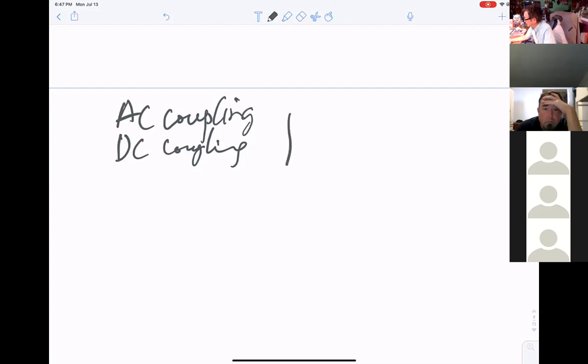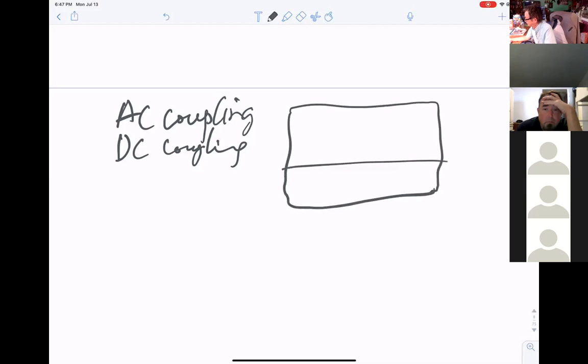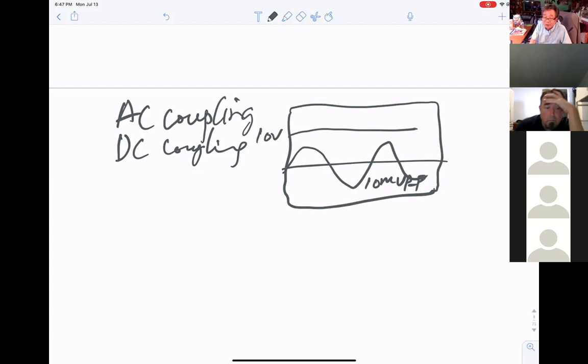Okay, now you can see the oscilloscope here. You can get a sine wave, and also you can get DC right here, 10 volt. And this sine wave is 10 millivolt peak to peak. Now, if you set your scope to DC coupling, what happens at the display? We're only going to see the 10 volt.